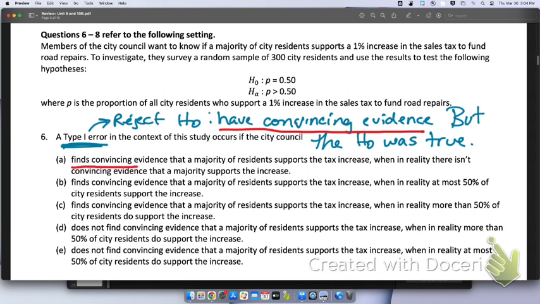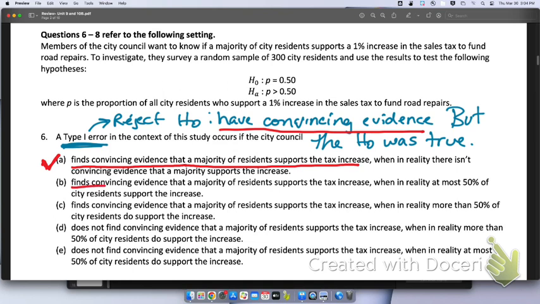So we find convincing evidence that a majority support the tax increase, when in reality, there isn't convincing evidence that the majority supports the increase. So in reality, there is not actually convincing evidence, even though I found convincing evidence, I should not have, because I've made an error. So this sounds like the answer right here, but I'm going to go ahead and look at B, C, D, and E just to make sure.